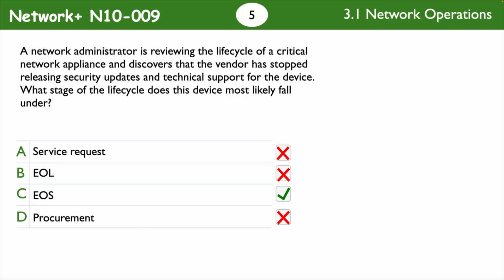So that leaves us with C, end of support, and that is EOS. And that's going to refer to the stage where the vendor no longer provides updates, patches, or technical support, but they could still be selling the product.